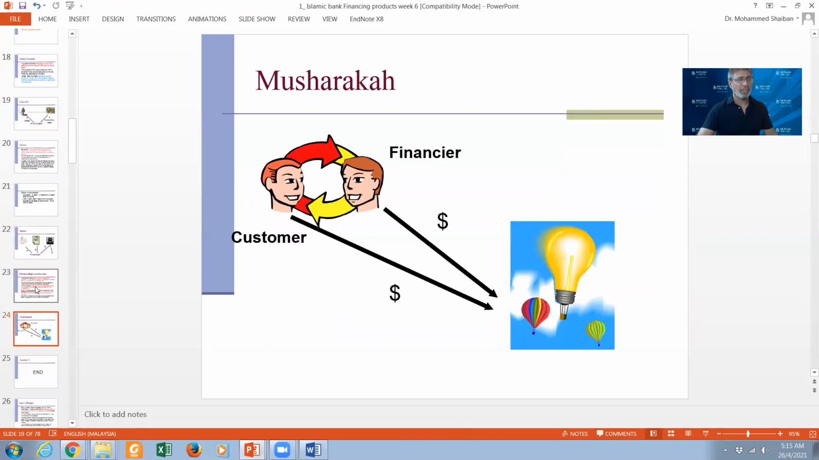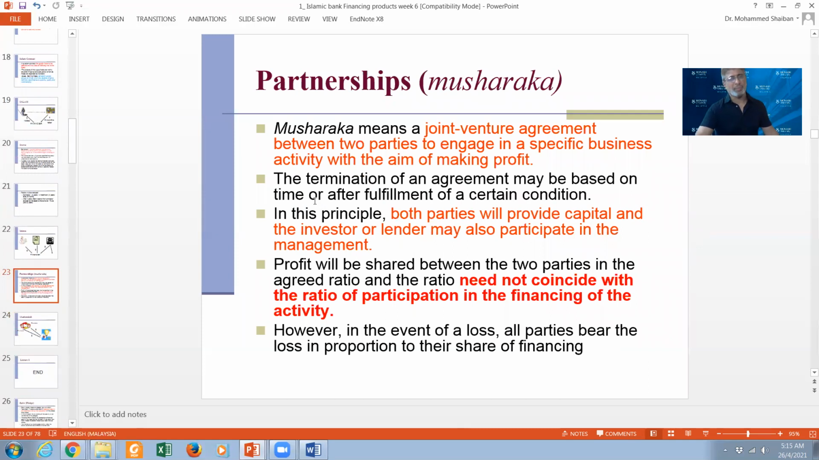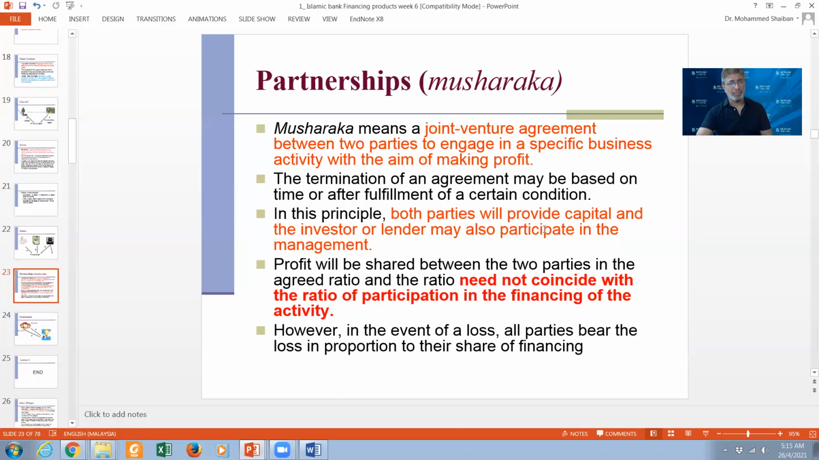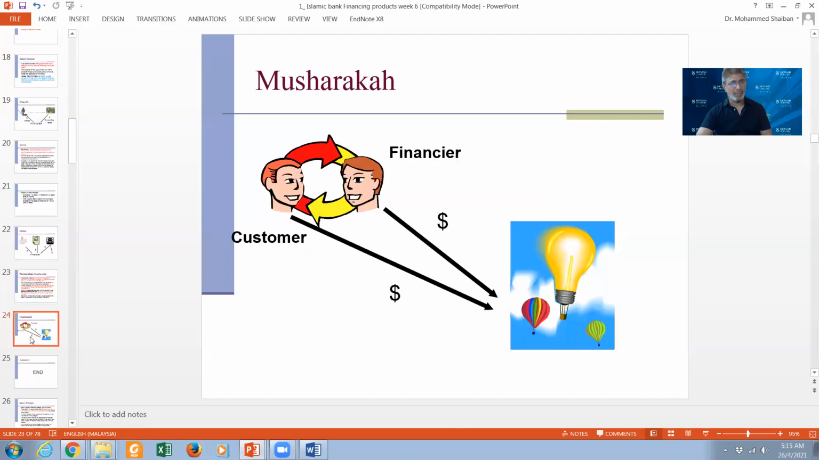So the Musharaka contract is very straightforward. It is a partnership and it has no interest. It's very Sharia compliant. So we have a contract between two people where the bank will be a financier and a partner at the same time. They will participate in both the work and the money. And you will have another one who will be the customer with you. You can read about it, but I will give you an example.